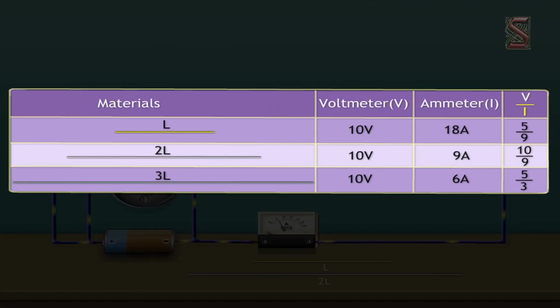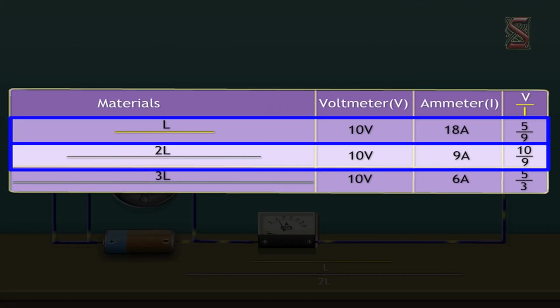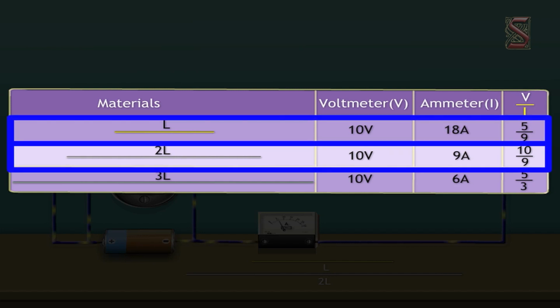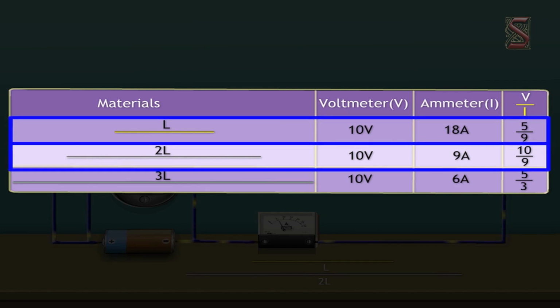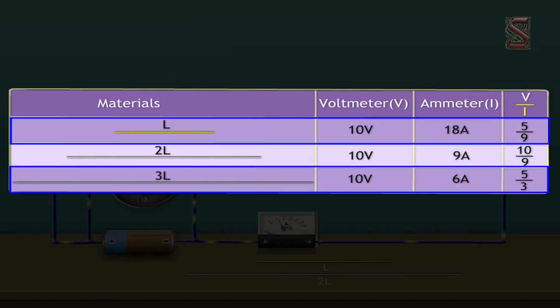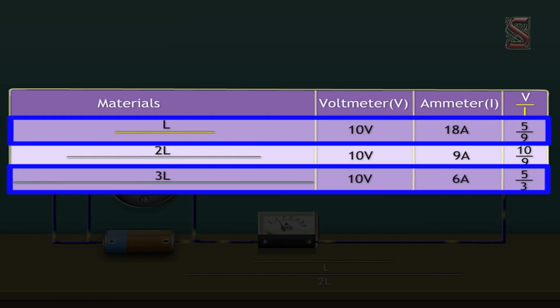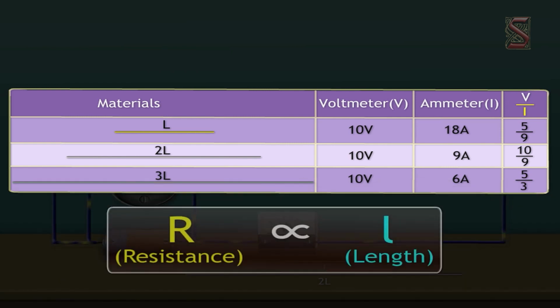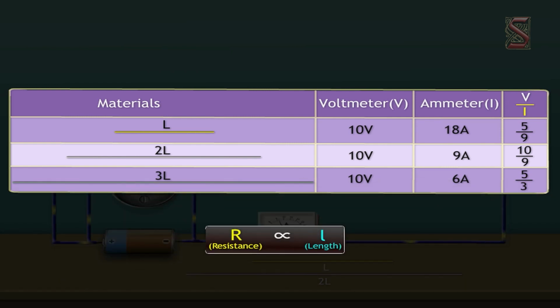We can notice that when the length is doubled, the current is halved. In other words, the resistance is doubled. When the length becomes 3 times, the resistance also increases 3 times. Thus, resistance is proportional to length.